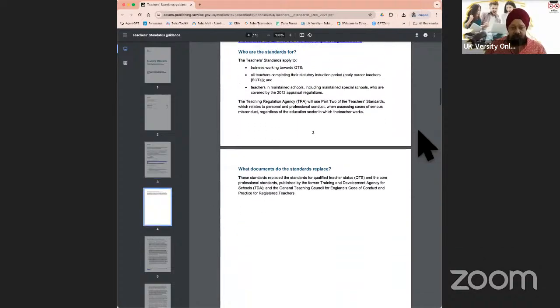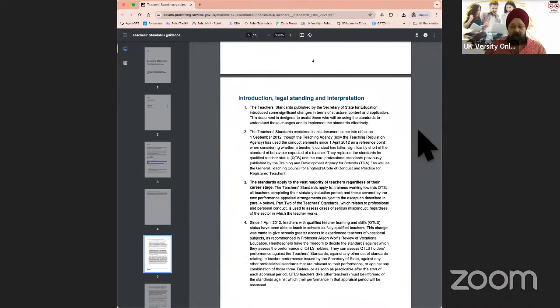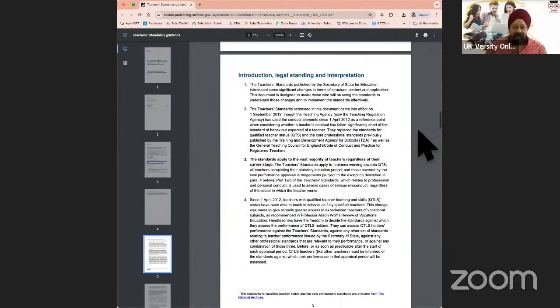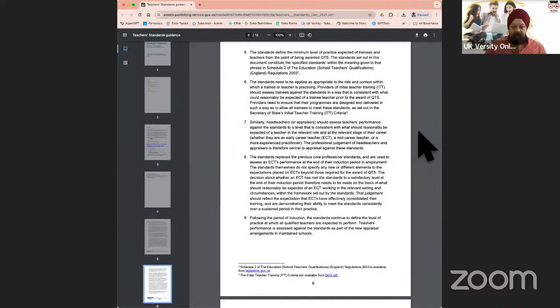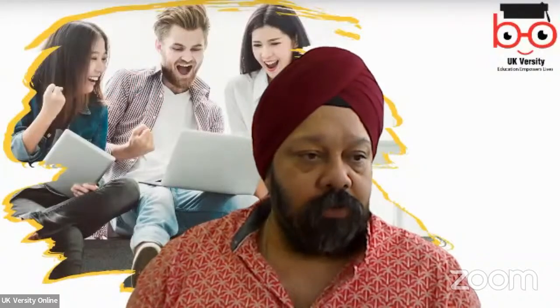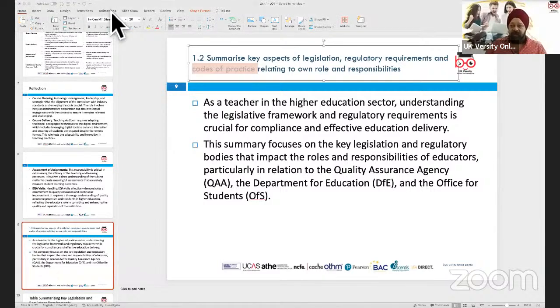And this document basically talks about the understanding of what the code of practice is for teachers, what it is, its legal standing, and specifically what is the interpretation when we look at teachers who essentially have a QTLS status. So this is a bit of additional reading that you can do should you wish to do so, just to up your knowledge and also refresh what are the teaching standards that you need to be adhering with.